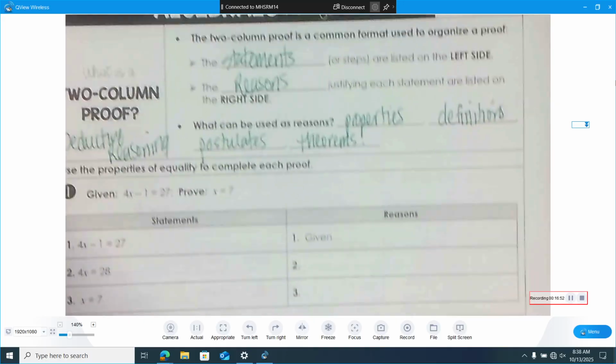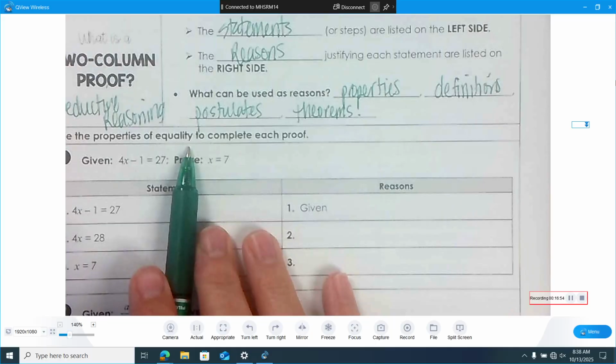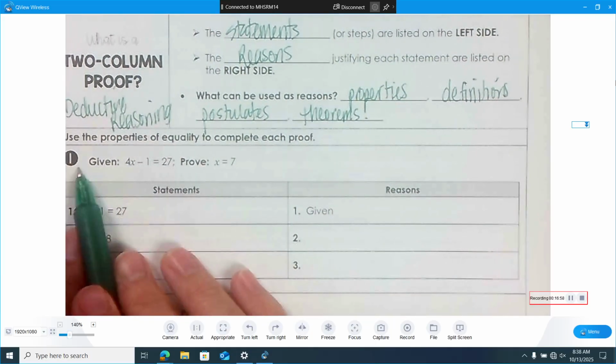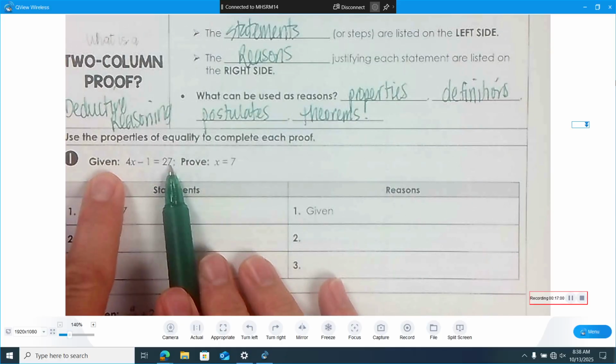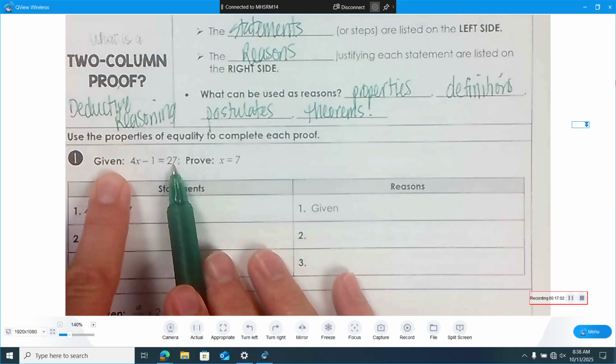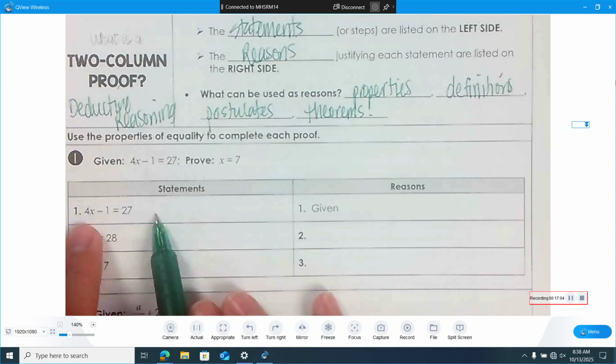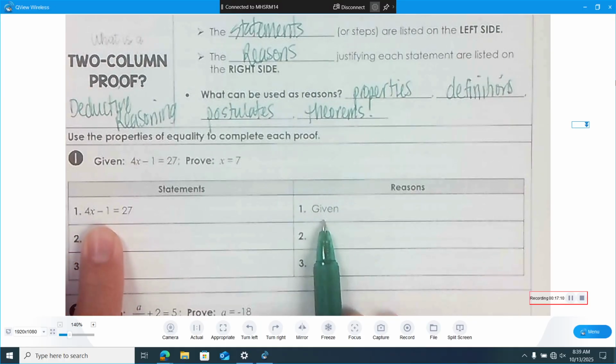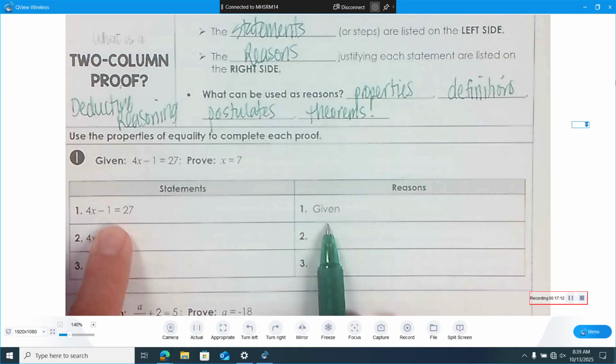So when we write a proof, we are going to use the properties of equality to complete each of these algebraic proofs. We always have the given statement. This is the stuff we get to start with, and the given always goes in step number 1. And the reason for it is that it was given. So this is given information, stuff that they are telling us is true.